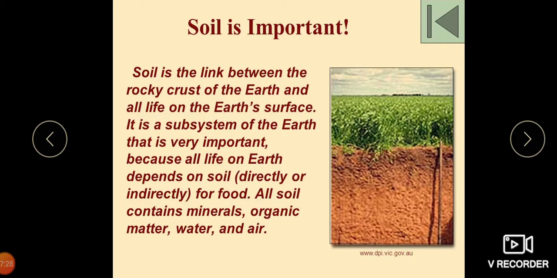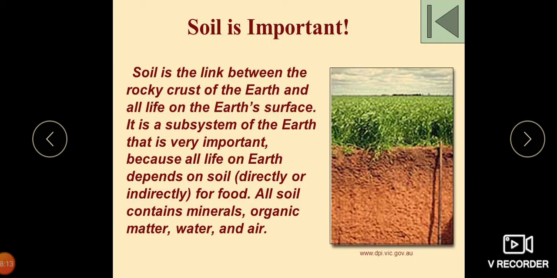We also studied why soil is so important. So, why is soil so important to us? Can any one of you tell why soil is so important to us? You can tell any 5 reasons why soil is very important for us, because it is a link between the rocky crust of the earth and all life on the earth's surface. It is a subsystem of the earth that is very important because all life on the earth depends on soil, whether directly or indirectly.